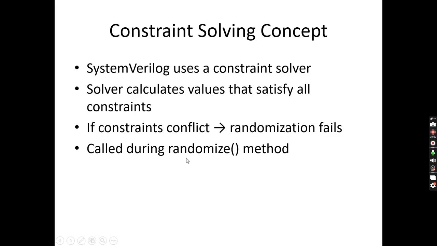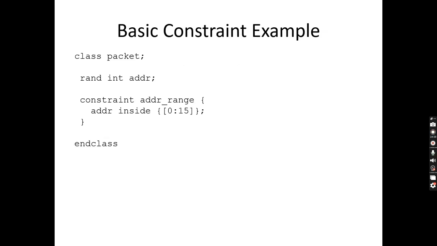Constraints are applied when you call the randomize method. This is the basic constraint, as I said before. The constraint name is user defined, the variable you want to randomize is written here, and inside the constraint block we write the condition. Then only values from 0 to 15 will be allocated to this address when you call randomize.